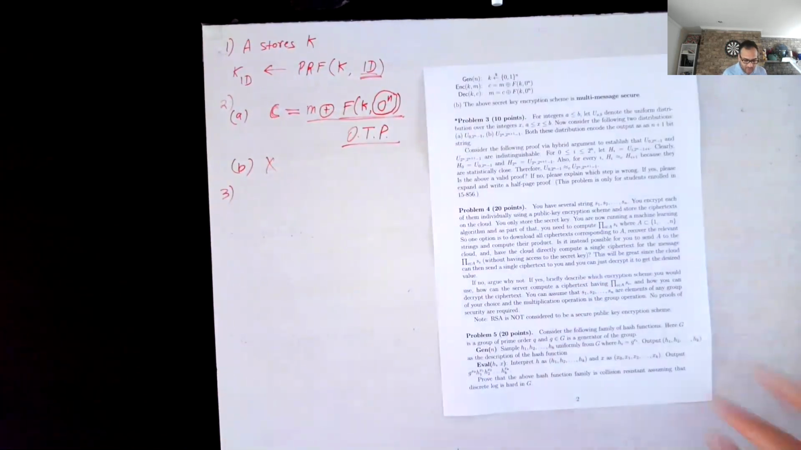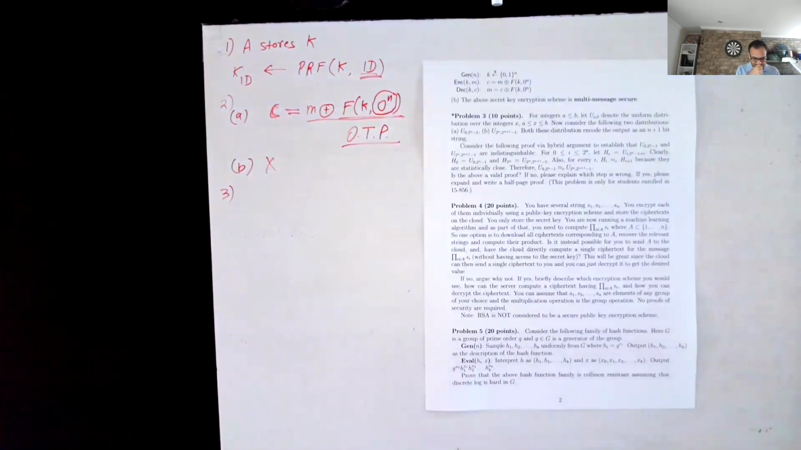So let's move on to problem 3, which was only for the master's and PhD section. Problem 3 gives you a large number of distributions. Any two subsequent distributions differ very little. They differ only in the beginning and the end, just two strings. So any two consecutive distributions are actually very close, computationally indistinguishable. In fact, they are statistically indistinguishable.